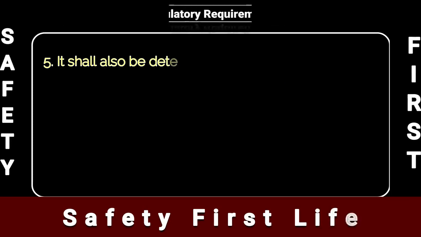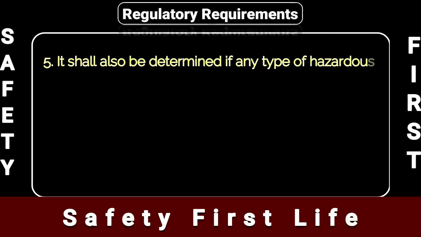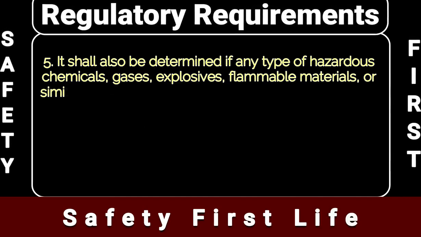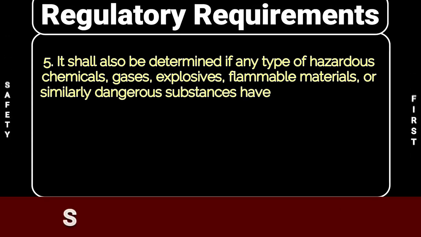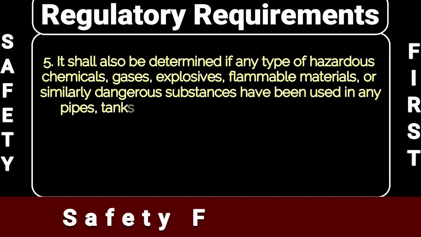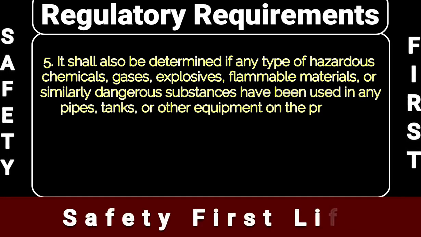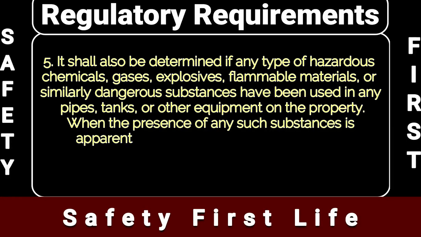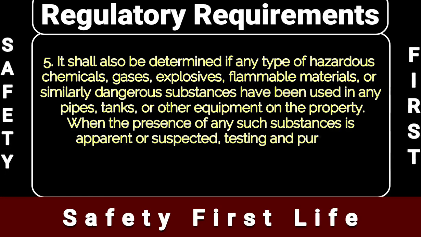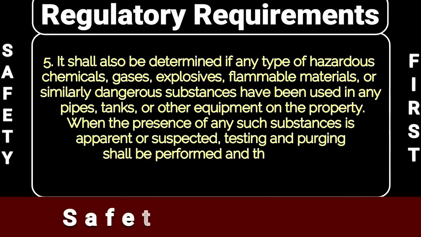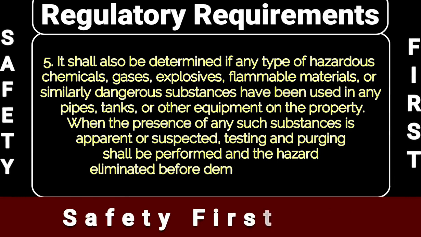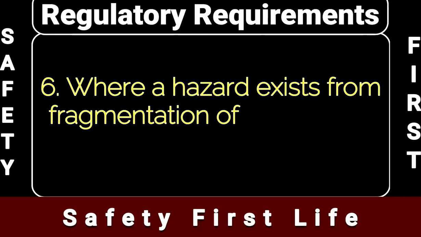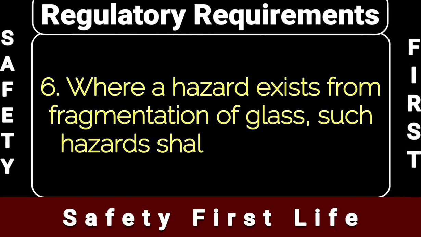Requirement number 5, it shall also be determined if any type of hazardous chemicals, gases, explosives, flammable materials, or similarly dangerous substances have been used in any pipes, tanks, or other equipment on the property. When the presence of any such substances is apparent or suspected, testing and purging shall be performed and the hazard eliminated before demolition is started. Requirement number 6, where a hazard exists from fragmentation of glass, such hazard shall be removed.